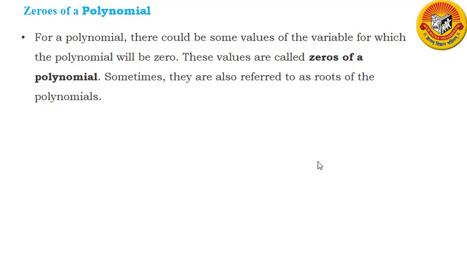Now let us take a simple example of x minus 5. Now x minus 5 is a linear polynomial, right? Now if I take the value of x as 5, what will I get? I will get 5 minus 5, which is 0. So here for polynomial x minus 5, I see that x equal to 5 is a zero of the polynomial, because when I put x equals 5, I get the result as 0.